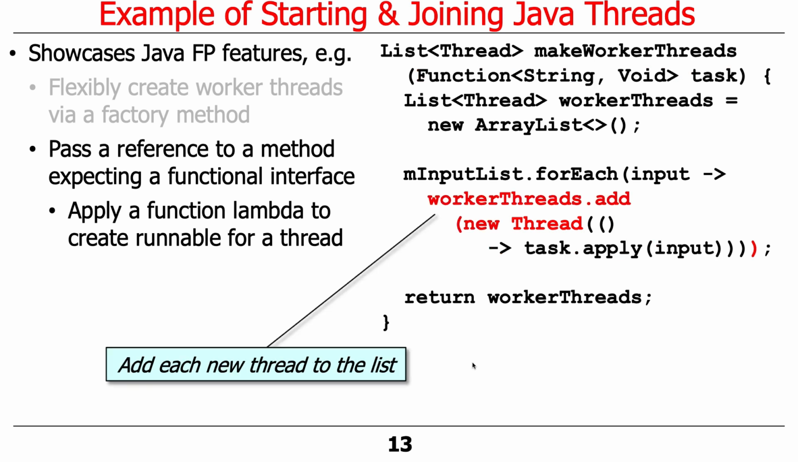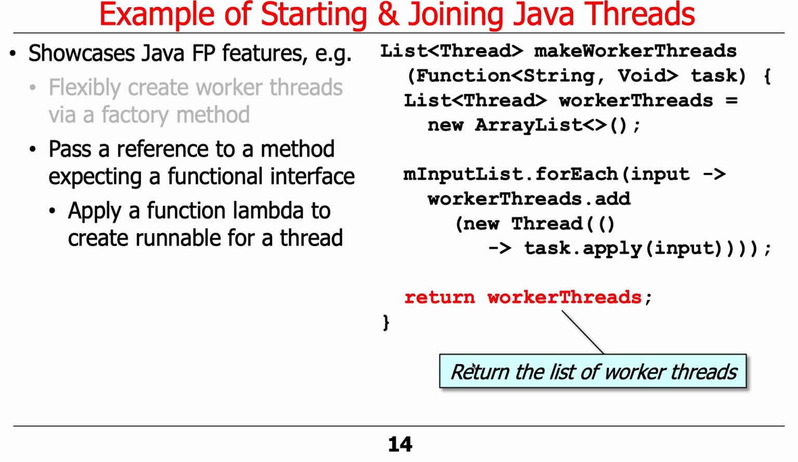And then we go ahead and we add each new thread to our worker threads list. So when we're all done, we've iterated through all the works of Shakespeare. We've made a bunch of threads. They've not been started yet, but we've made all the threads. And each thread will apply a task on the input. And then the last thing we do on the way out is we say, return this list of worker threads.